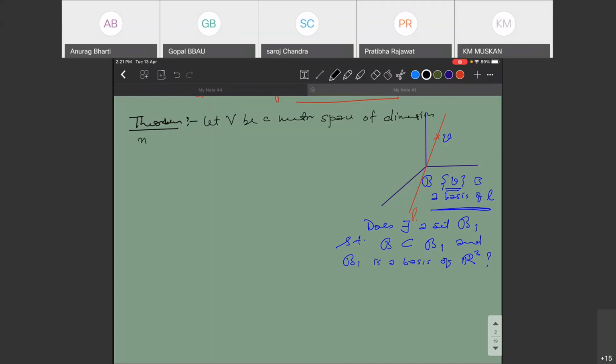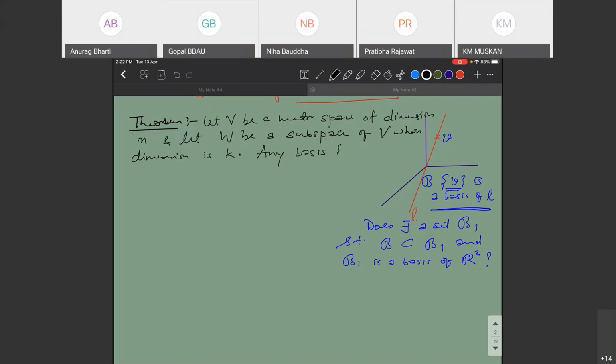So it's a finite dimensional vector space, and let W be a subspace of V whose dimension is small k. Okay, then, so W is a subspace of V with dimension k. This means W has a basis B, where there are k vectors in B.